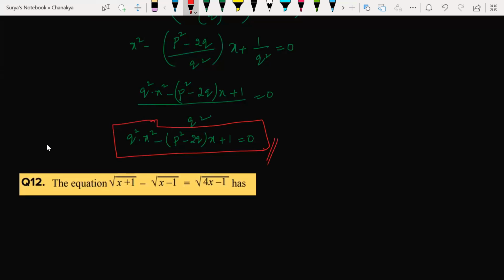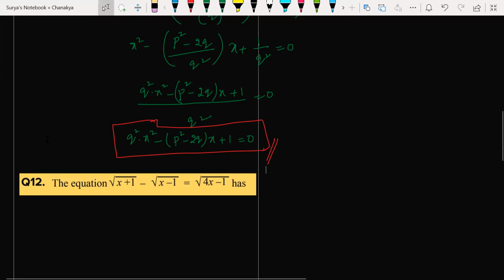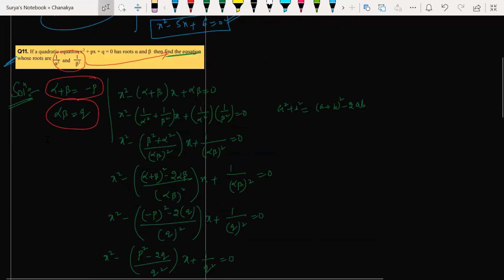This is what I got. This is the equation which I got for the given roots. What are the roots they have given? 1 by alpha square and 1 by beta square has been given. Isn't it? Yes or no, guys? So very simple question.